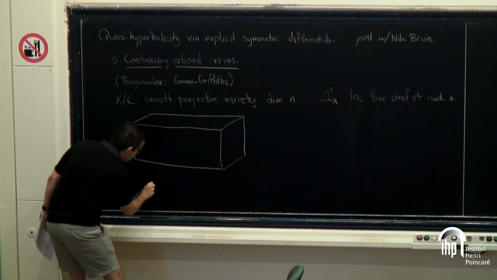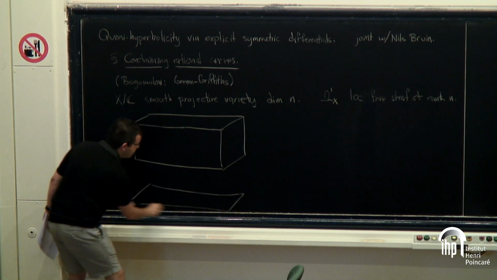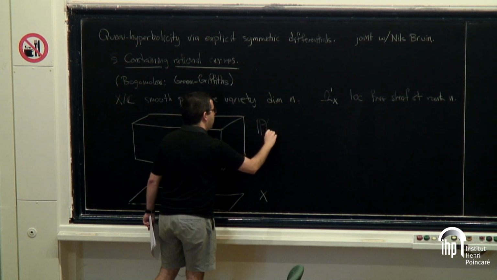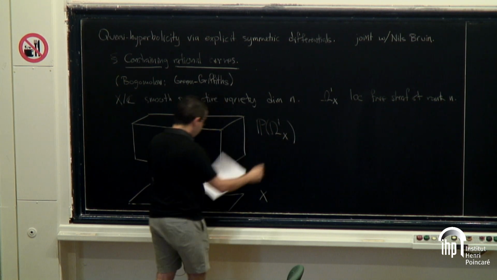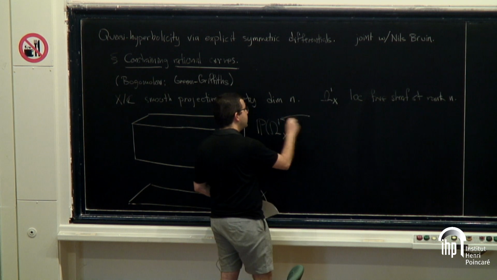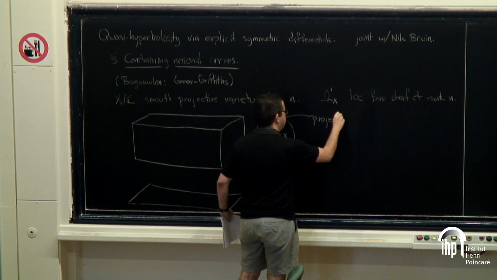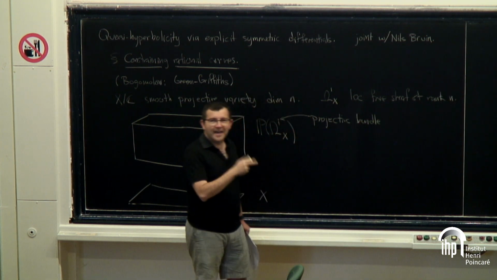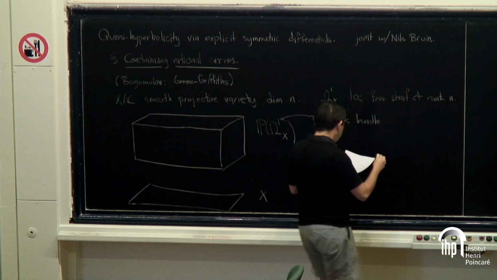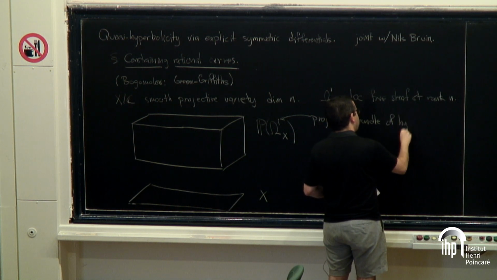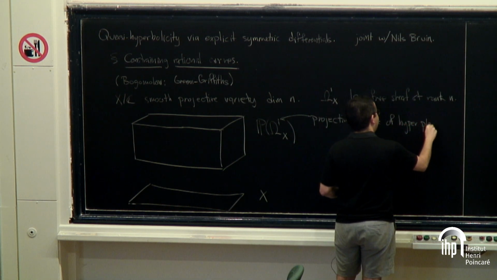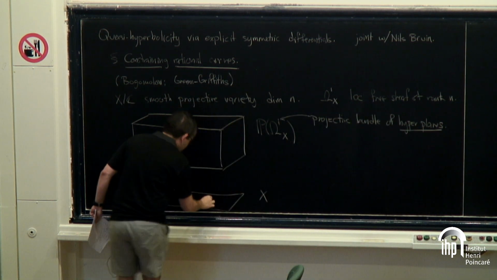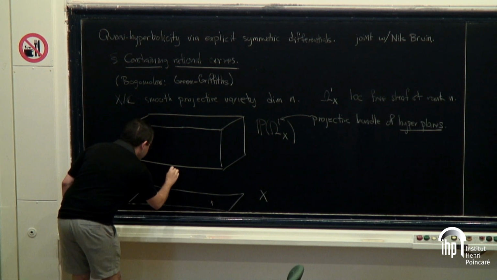Okay, so this is going to be X. And up here, I'm going to take P of this Omega 1 X. And this is the projective bundle of hyperplanes. So this bundle has more of a tangent bundle feel than a cotangent bundle feel to it. And this is going to be little x, and this map is going to be p.